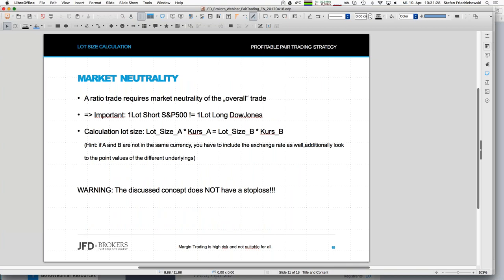And that's the last slide I need before I come to that Excel sheet and have really the details of when to open a trade and when to close a trade. But before doing that, I want to focus you on that market neutrality. Maybe it's quite obvious, but it's important for those kinds of trading activities. Think about you trade one lot short of S&P 500 and you trade one lot long of Dow Jones. If you would do so, then this is definitely not market neutral. Because S&P 500 is at 2,200 and the other one is at 20,000. So if we have a move of 5%, then definitely those two trades are not market neutral.